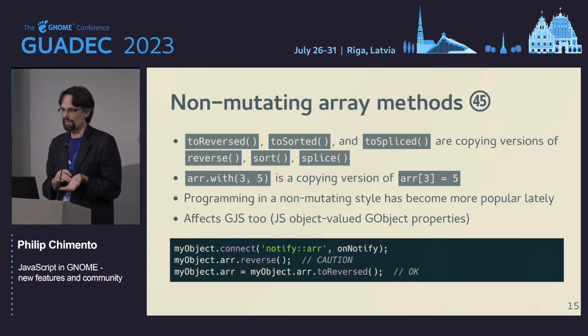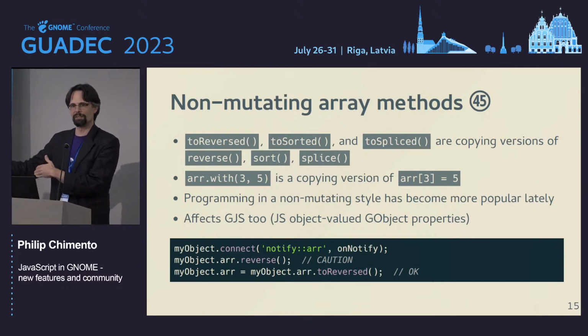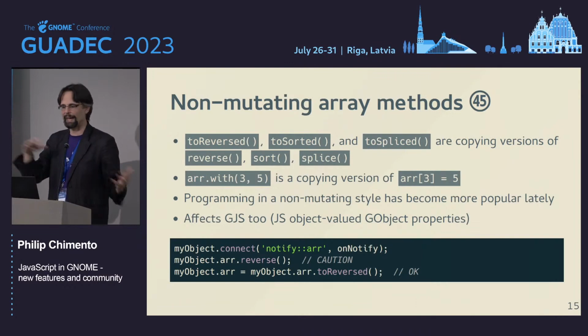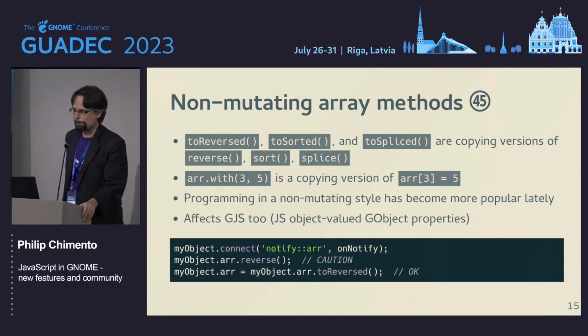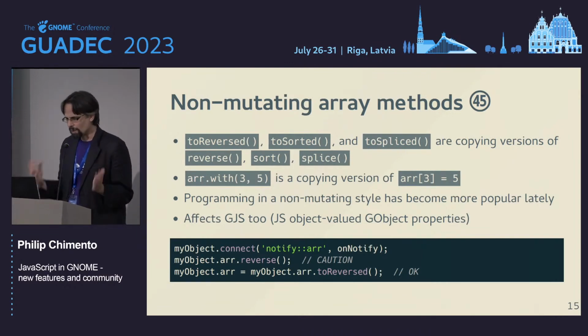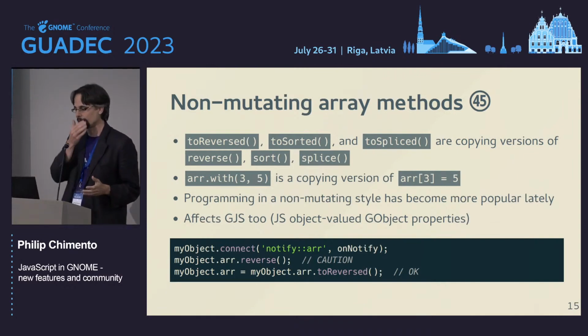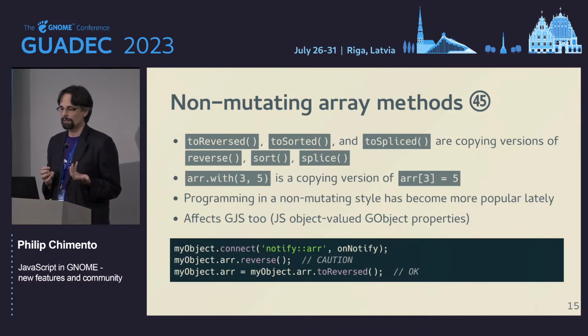And then with is kind of the same thing, but instead of setting an element in the array, instead of changing the original array, it makes a copy of the array with that element changed. So why do you want this? The motivation is kind of that this non-mutating style of programming has become more popular, mainly due to popular web frameworks such as React, but it can also affect GNOME.